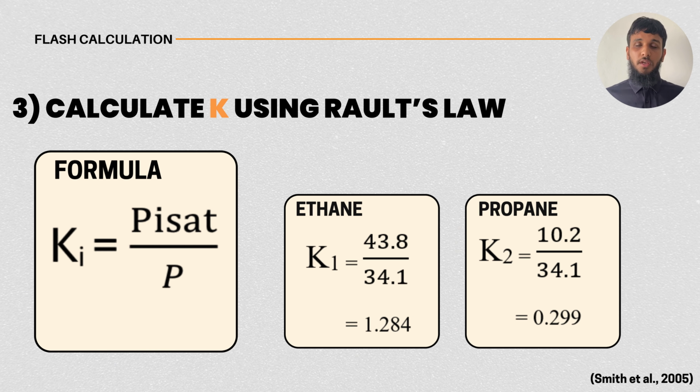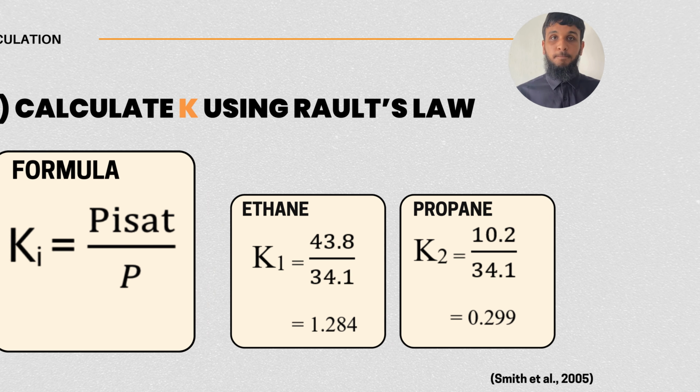Furthermore, we're going to calculate the K value for each component, ethane and propane. K value is equal to the Psat for the component divided by the inlet pressure. So first of all, we're going to calculate for ethane, which has a Psat of 43.8 divided by the inlet pressure, which is 34.1. We got that the K value is equal to 1.284. Then we are going to calculate for propane. K value for propane is equal to 10.2 divided by the inlet pressure 34.1. We got that the K value for propane is 0.299.